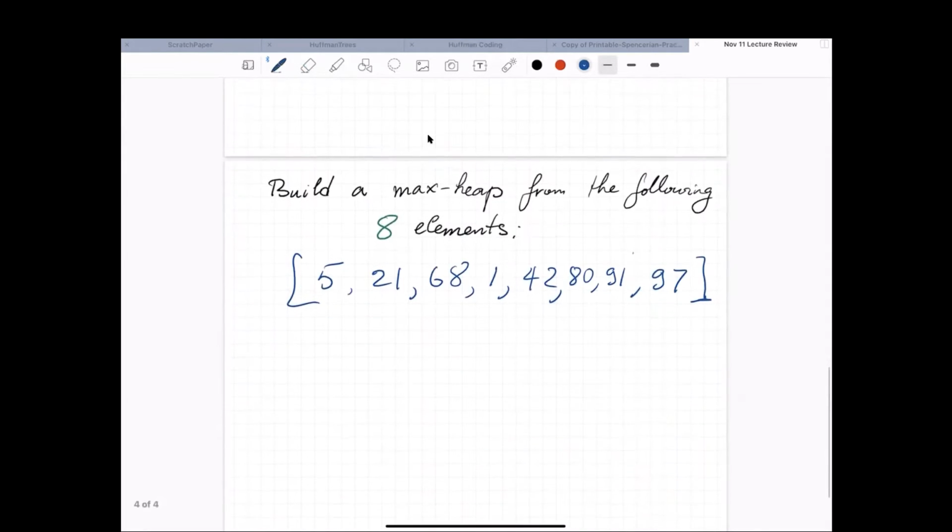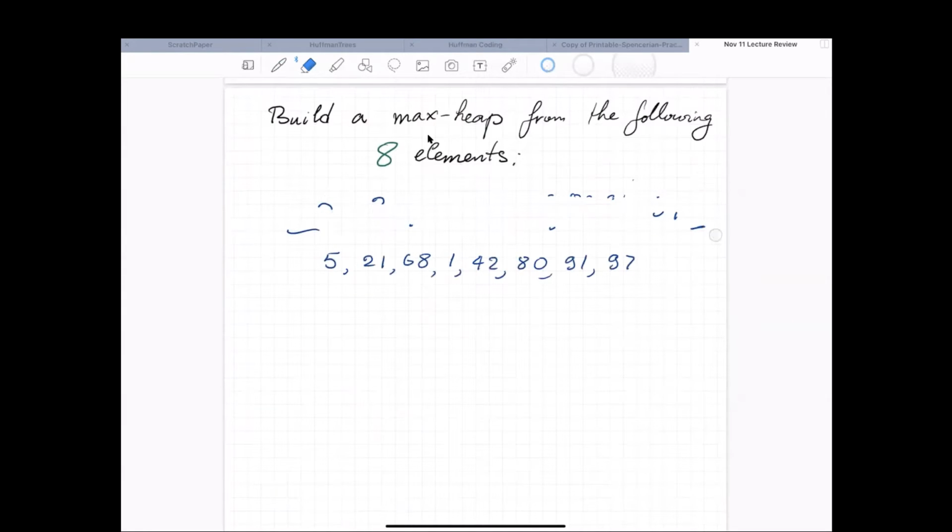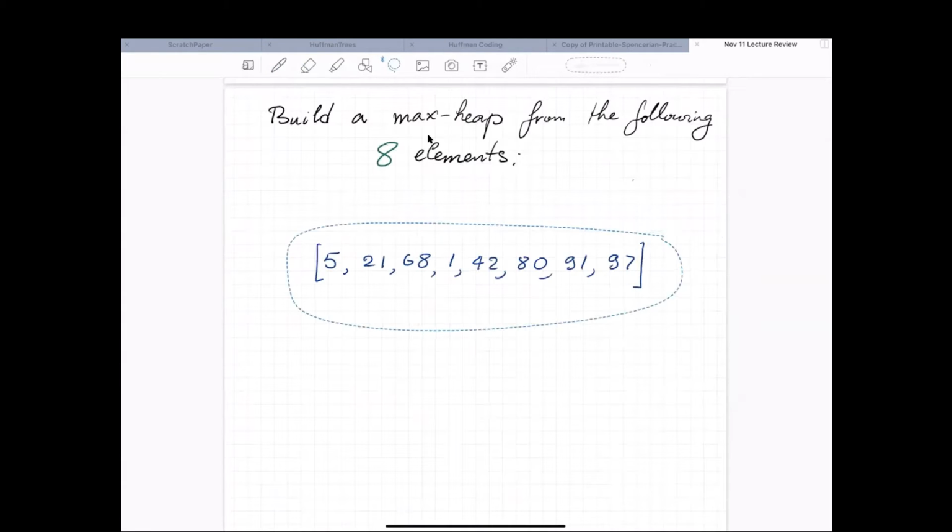Okay, is this neat enough for people to tell what's happening? Let me just redraw this. So 5, 21, 68, 1, is that 1? 42, 80. So how would you build a heap? Suppose you have this array to process, and you need to build a max heap out of these. Some priority queue application. These are your elements. So help me out. What would you do?